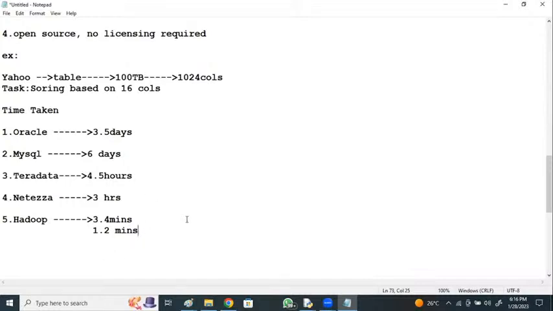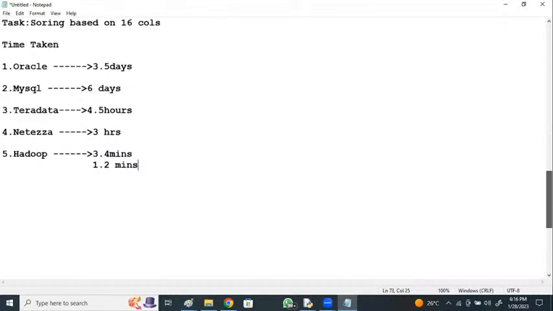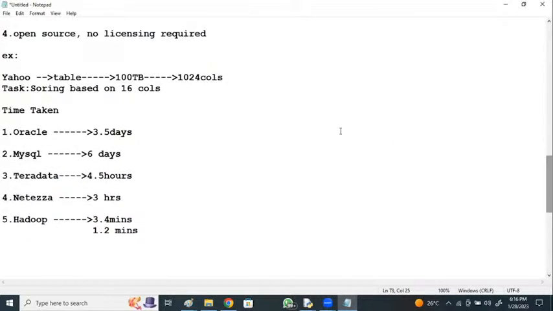That is, Hadoop is proven in the market from a processing point of view, and even from a storage point of view, Hadoop is proven. Very high speed processing. Today, most projects, like ETL kinds of projects, are migrating towards the Hadoop and Spark environment.